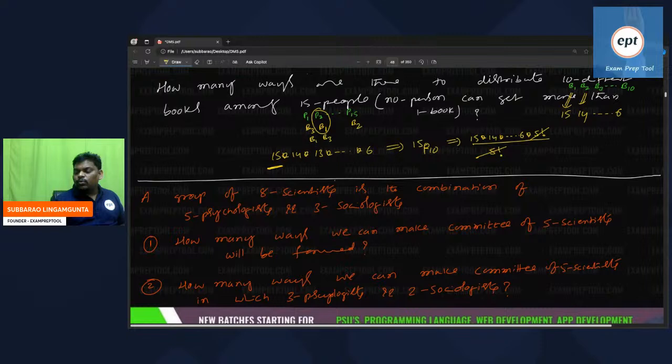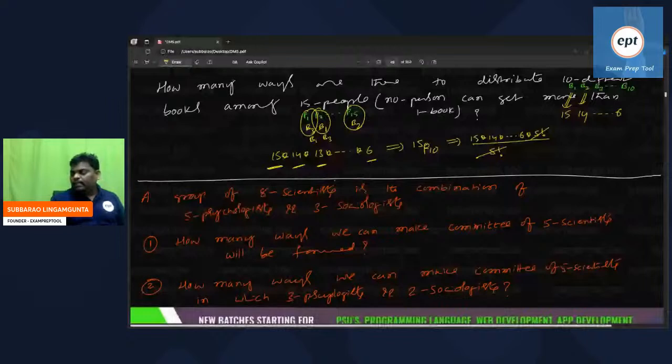Where can B2 go? Because every person can get a maximum of one book, B2 will go other than that. Assume that it went to the next. Where can B3 go? I think 13 possibilities. And so on, continue. You may say, sir, why 6? The last one is the 10th book. Where can the 10th book go? It is having only 6 possibilities.